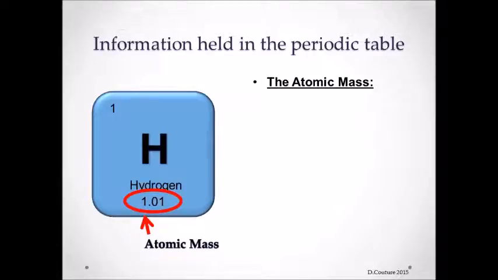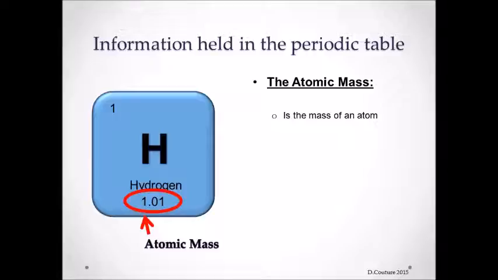The atomic mass, obviously, is the mass of the atom, or if you're in higher chemistry, you'll find out it's equal to the molar mass as well. But it also can give us the amount of neutrons with a simple mathematical equation.